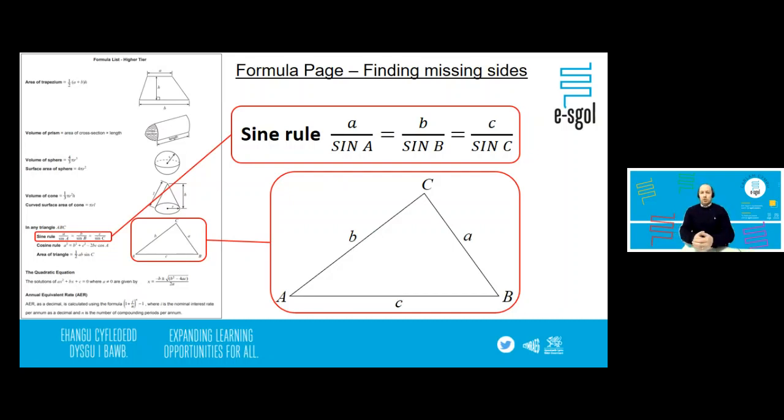Now, the important thing to mention at this stage is there's three parts of the formula on the formula page, but we're only ever going to use two of them. So, we're only going to be finding one angle or one side as an individual question. So we're only going to be using two parts. So, for example, I could use A over sine A equals C over sine C. So we only use two parts of the formula, but we'll come on to that in a moment.